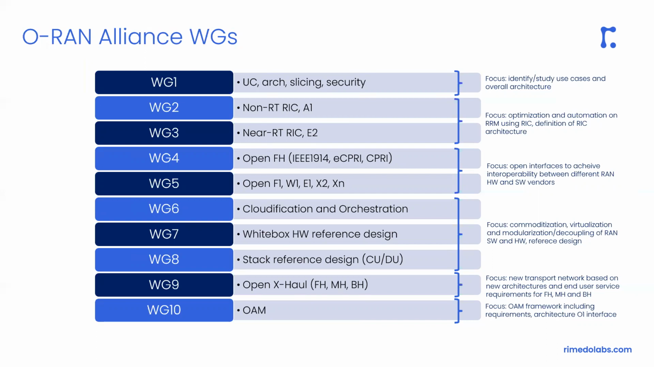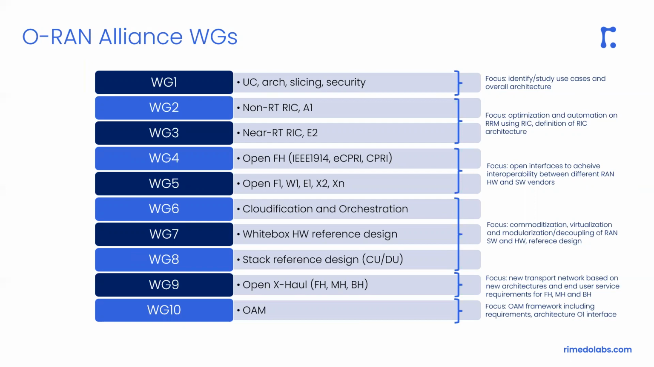Then we have 3 working groups providing the definition, the requirements and the architecture for the actual platform where we would build the system. And then we have the xHaul, the transport network, providing the requirements for those in working group number 9, and working group number 10 is the one working on operation and maintenance aspects of it.